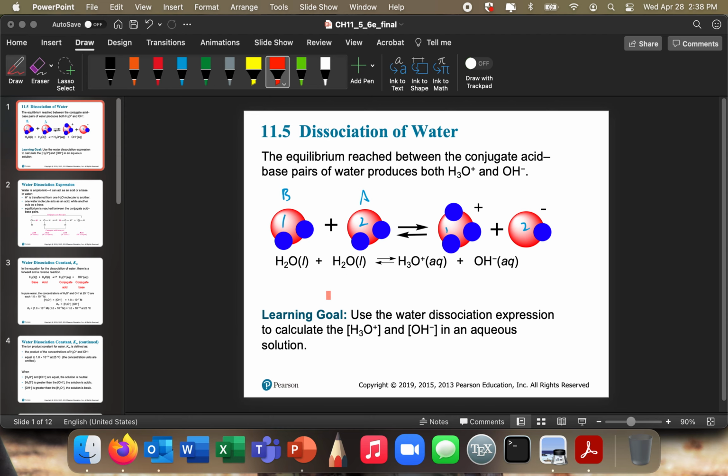I don't have that word on here, but we're going to see what we can learn about pH by appreciating the autoionization of water, where liquid water and liquid water actually make the conjugate acid and the conjugate base of the respective water molecules. So the learning goal here is to use the water dissociation constant expression to calculate the concentrations of hydronium ions and hydroxide ions in aqueous solution.